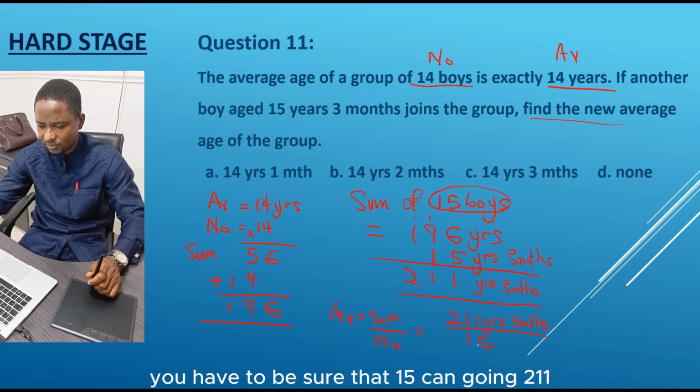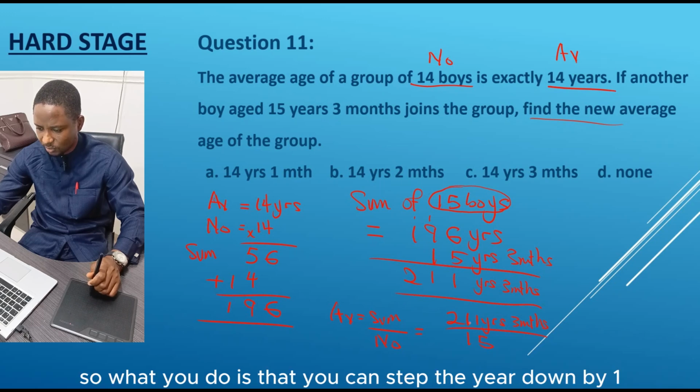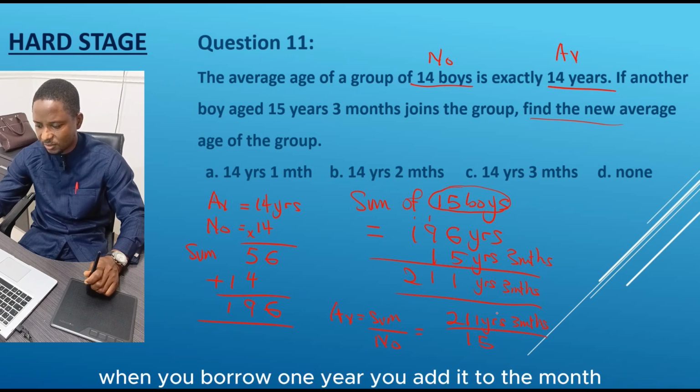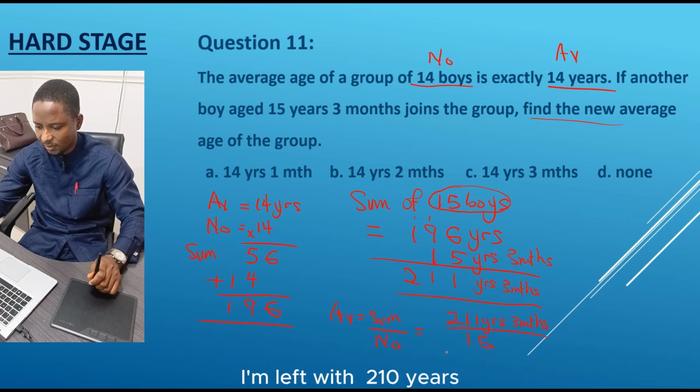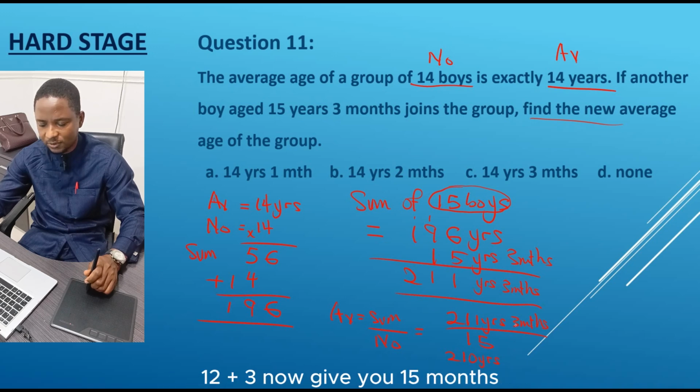Now, carefully, you have to be sure that 15 can go into 211 and also 3 months. But it doesn't seem correct. So what to do is that you can step the years down by 1. If you step it down by 1, meaning you're borrowing 1 year, when you borrow 1 year, you add it to the months. So if I borrow 1 year, I'm left with 210 years. And then the 1 year will turn to what? 12 months. And already you have 3 months. 12 plus 3 will give you 15 months.